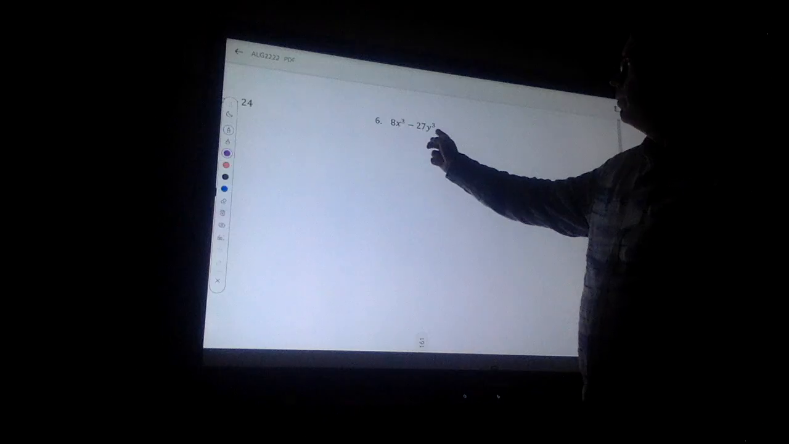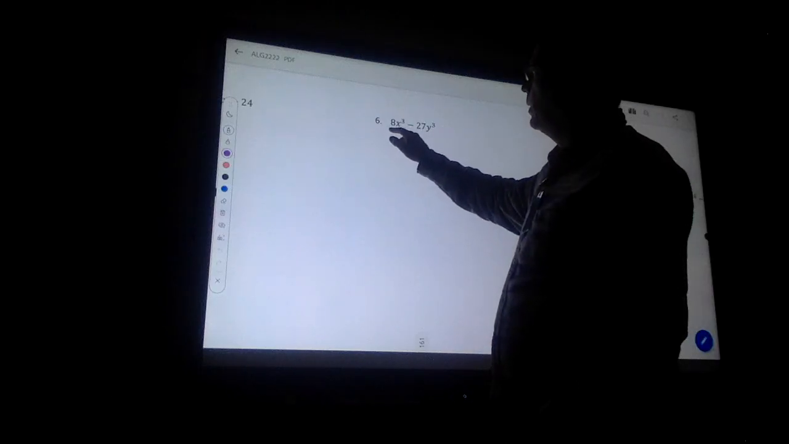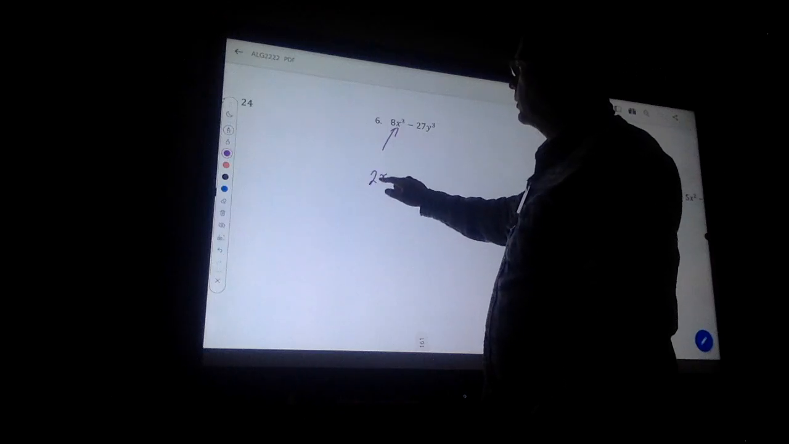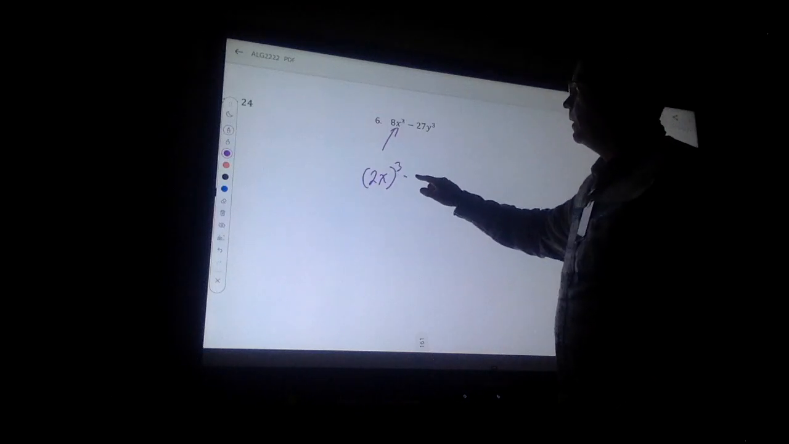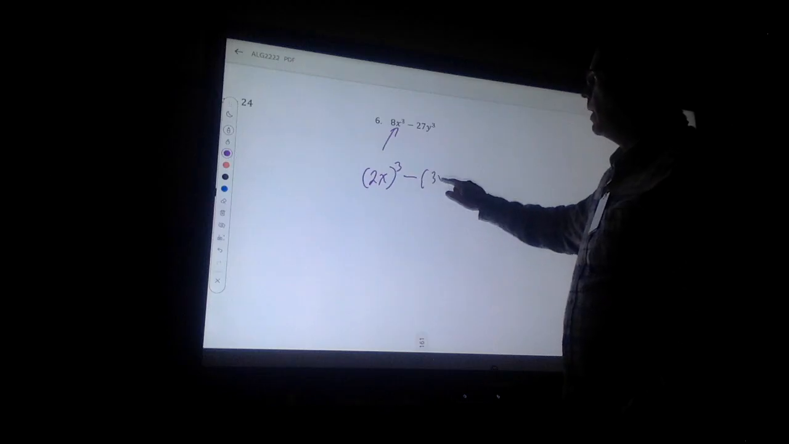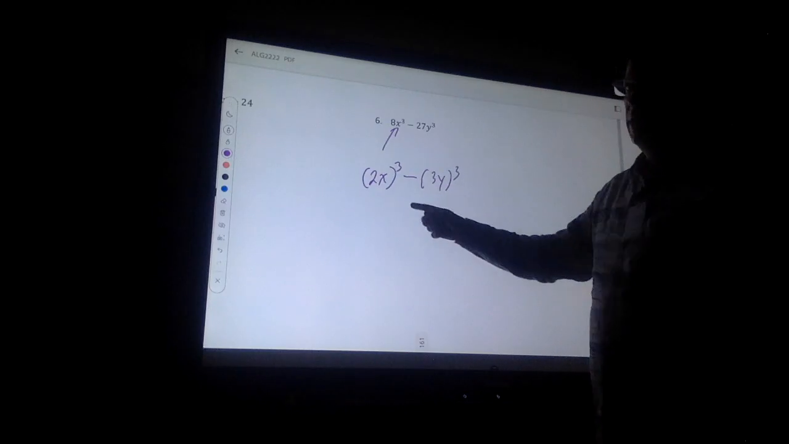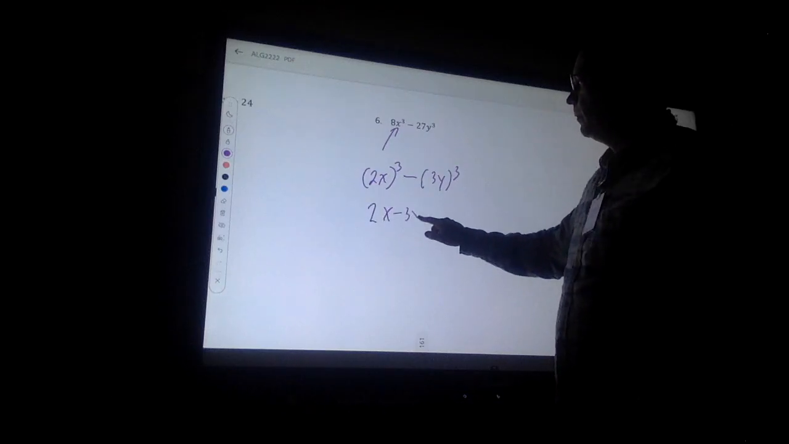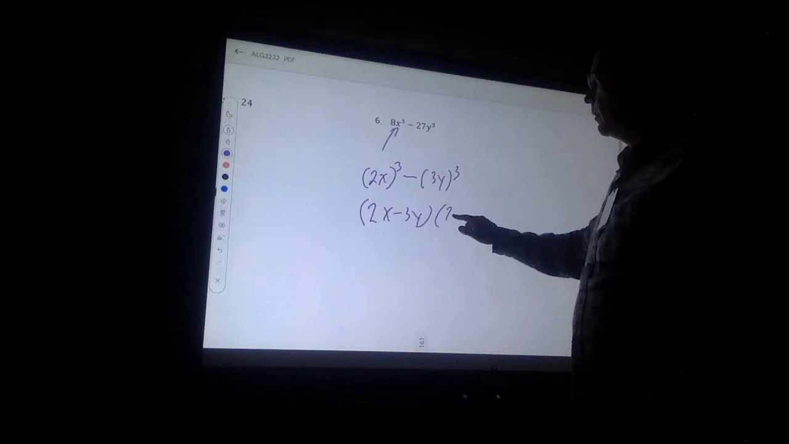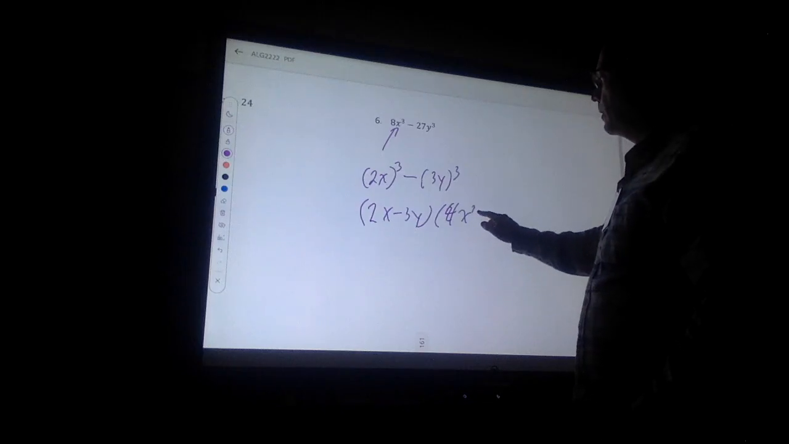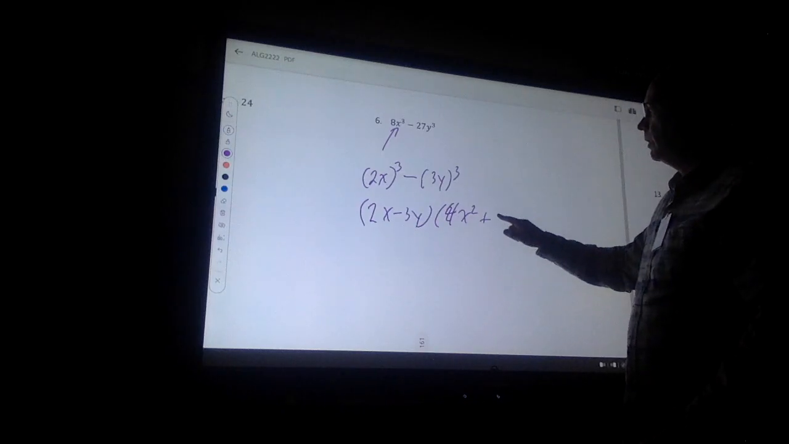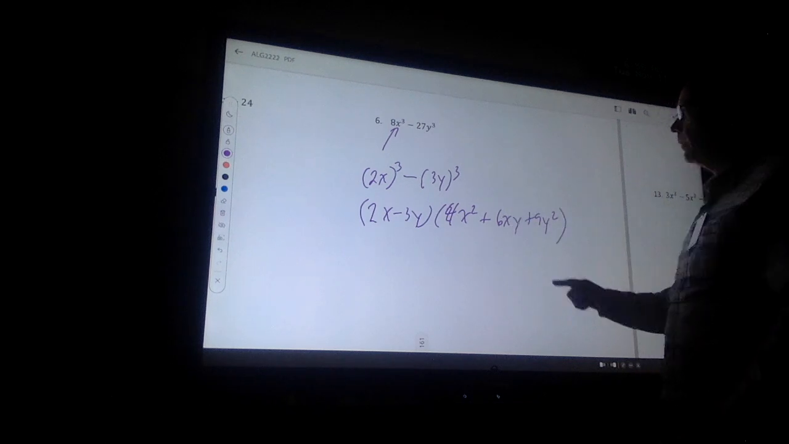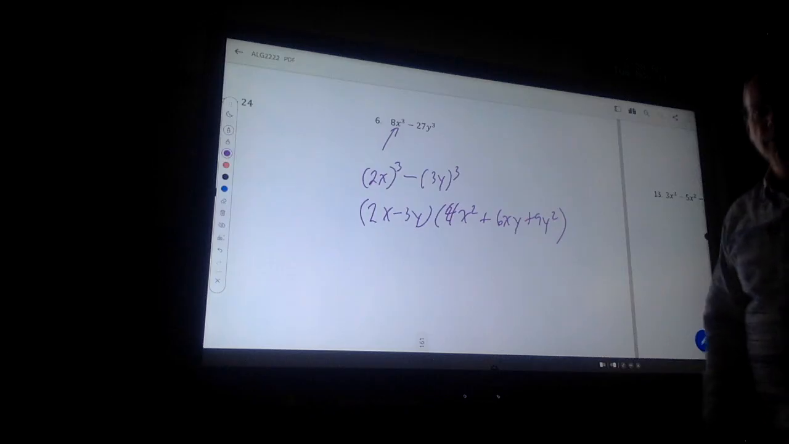On this one, these are both perfect cubes, so I'm going to break this one down to 2x raised to the third, and then this one's going to break down to 3y raised to the third, and then it's the subtraction one, so we're going to go 2x minus 3y, square that, so that's going to give me 4x squared. Multiply those, 6xy plus 9y squared. There's your answer.